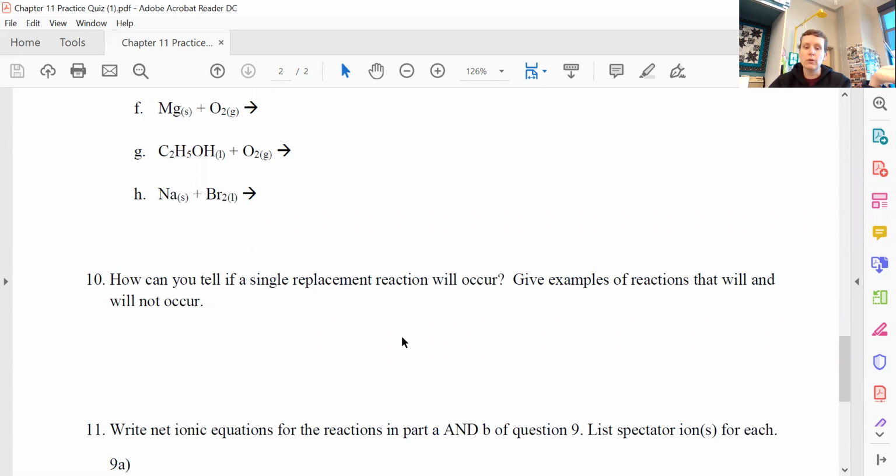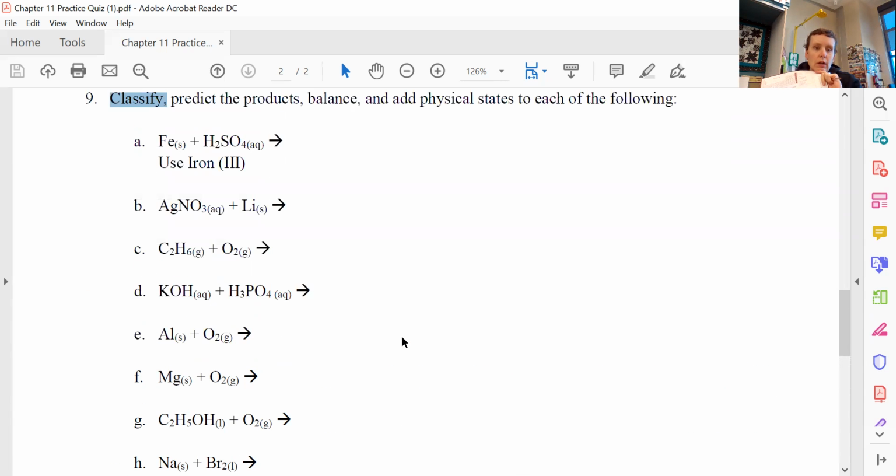10, how can you tell if a single replacement will occur? Remember, you have to use your periodic table. We do have an activity series right here. The only way your single replacement will occur is if the single element is higher on the activity series than whatever it's trying to replace. So if we go back to this one, part A, iron is above hydrogen on this activity series. So because iron is higher than hydrogen, it is more reactive. It will steal hydrogen's partner and become part of a compound.